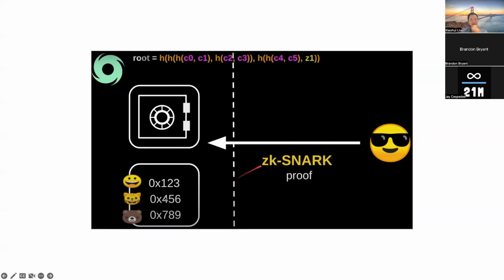Does this make sense? So basically you're generating a zero knowledge proof. In this proof, the good thing is you are proving you know some secret which hashes to one of these, but you are not telling me which it is.